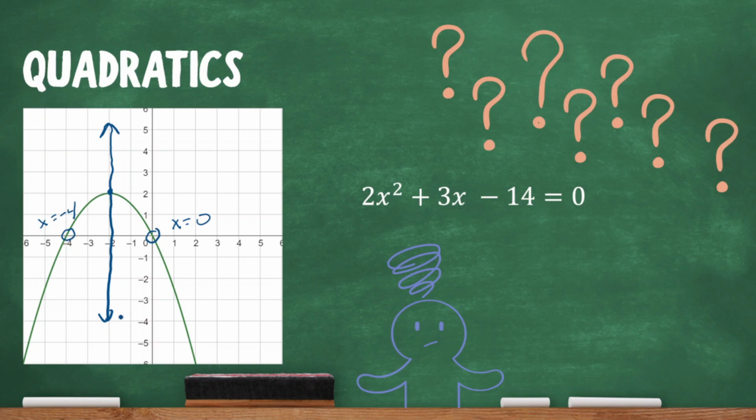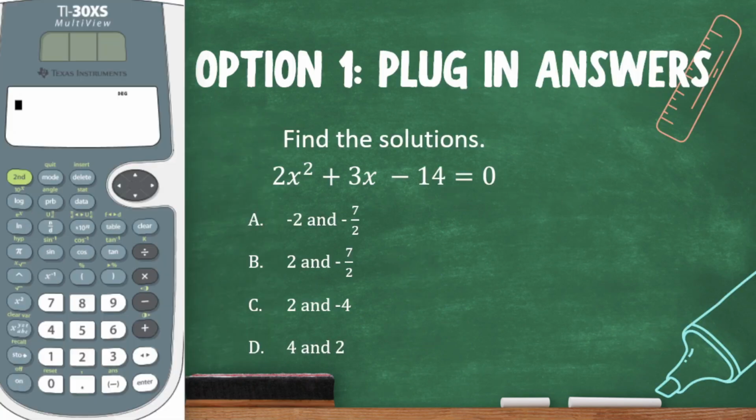match up perfectly. Let's talk about 3 different ways we can solve a quadratic if we're given an equation. So if you have an equation and you also have a bunch of multiple choice answer options, one of the ways you could solve it is by plugging in those answer choices. So let's start with answer choice A and plug in -2 first and see what happens.